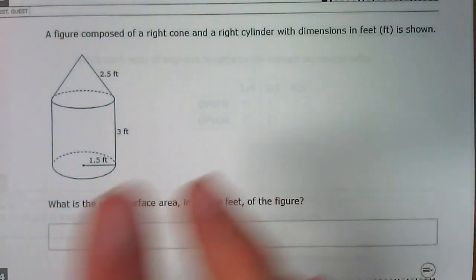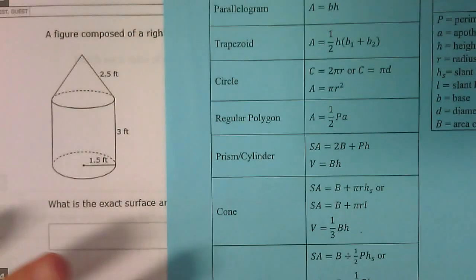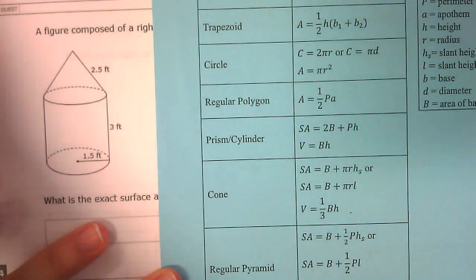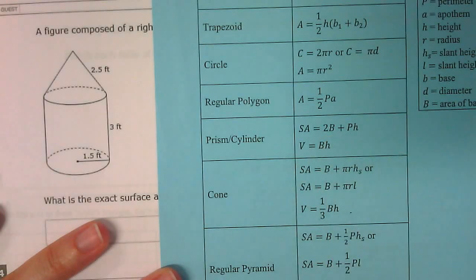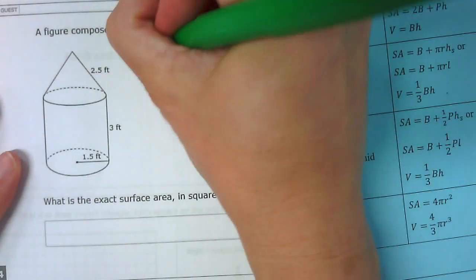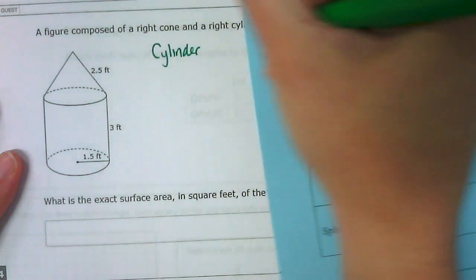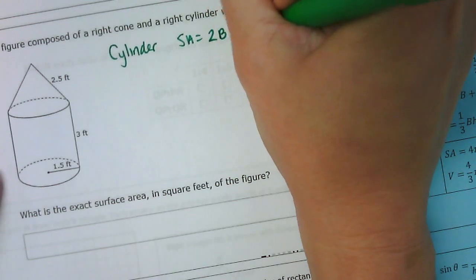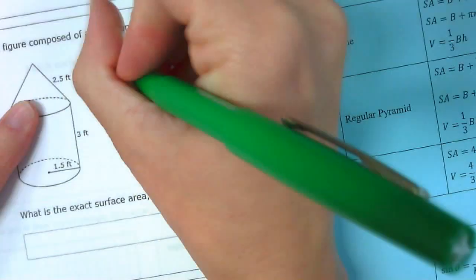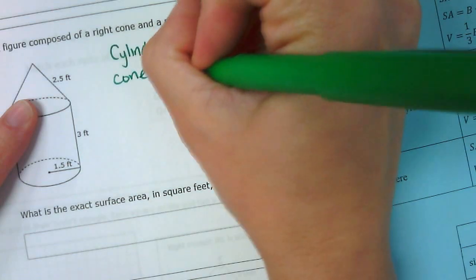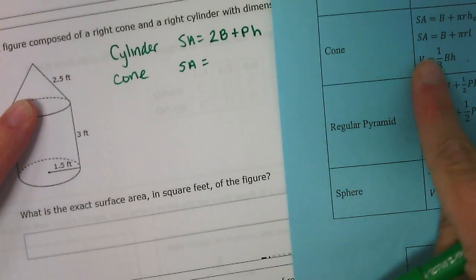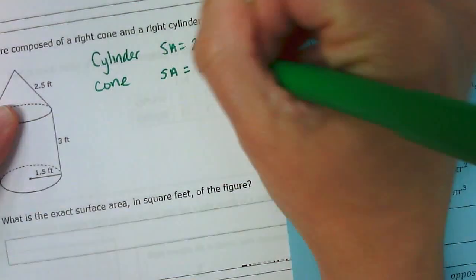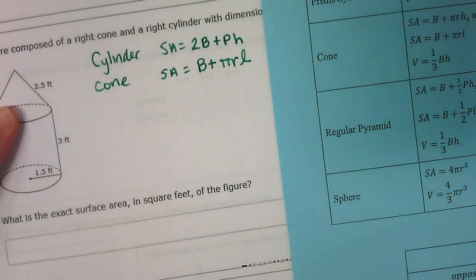Anytime you see surface area or volume, you want to make sure you check your reference sheet for the formulas you need. So we have a cylinder. We're going to use this surface area formula here. So I'm going to write that down first. The cylinder says surface area is 2B plus PH. Okay, and then we have a cone, and for a cone it says surface area is B plus pi r L.